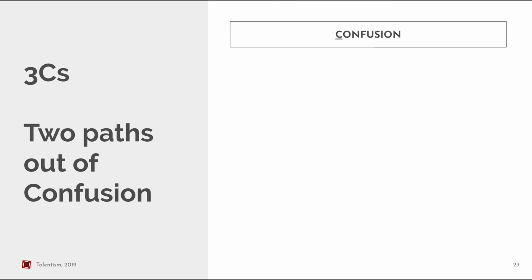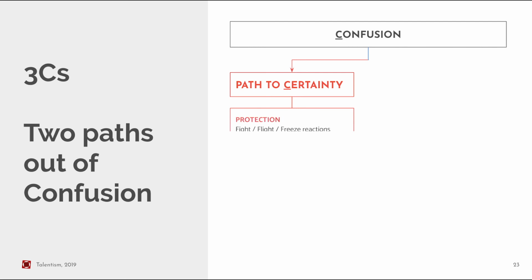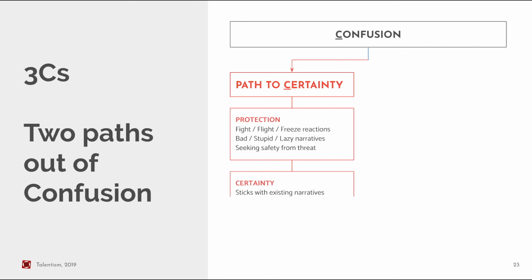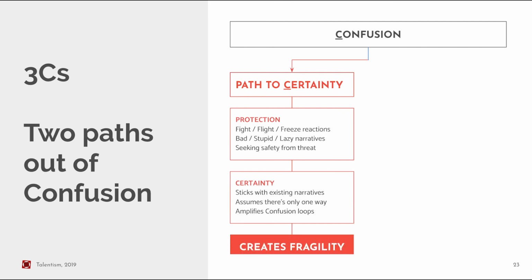Our brains don't like confusion. The gap between reality and expectations presents a threat. The path to certainty instinctively serves to protect us from the threat. We instinctively leap into fight, flight, or freeze mode, create BSL narratives to make sense of the confusion to help us seek safety from the threat. In certainty, we are stuck, and we perpetuate the confusion because we don't take any action to really understand our reality. This creates fragility and prevents us from unleashing our potential.